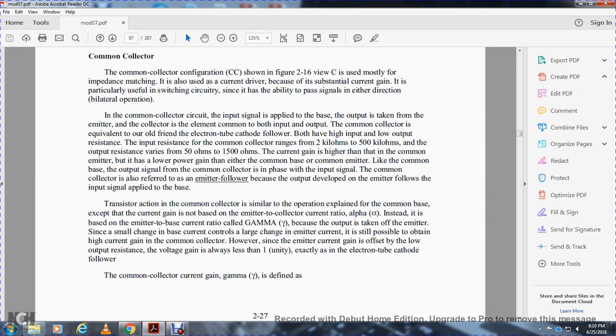The common collector circuit, with its input signal applied to the base and the output taken from the emitter. The collector is the element common to both the input and output, and the common collector is equivalent to our older friend, the electron tube cathode follower. Both have a high input and a low output.